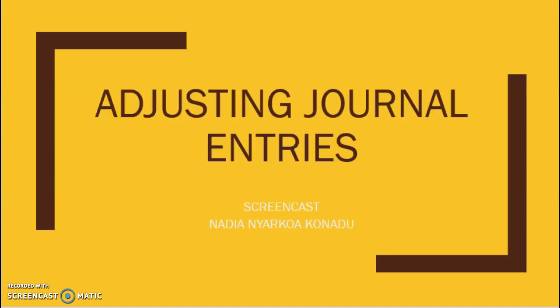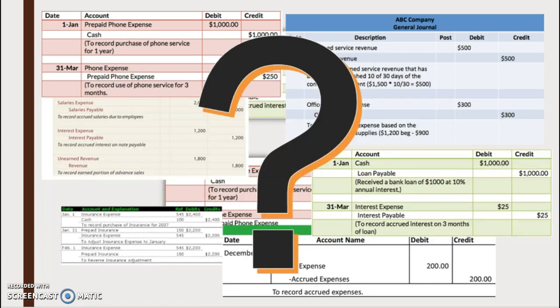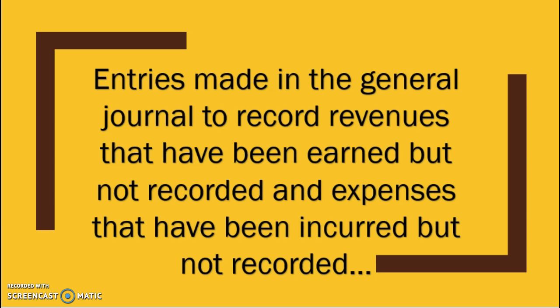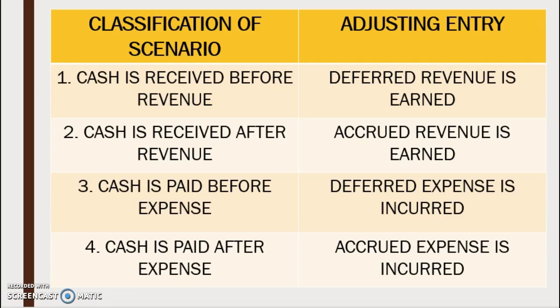Adjusting journal entries. So we all know what adjusted journal entries look like. But what's the definition of an adjusted journal entry? Well, they are entries made in the general journal to record revenues that have been earned but not recorded, and expenses that have been incurred but not recorded as well.